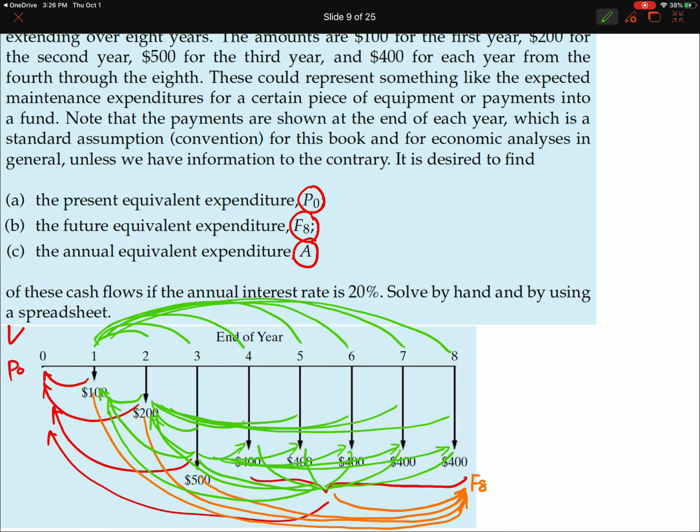First, let's take a look at this cash flow. Okay, so this is not a specific problem. It's not related to any business or company or type of factory. It's just a generic cash flow diagram.